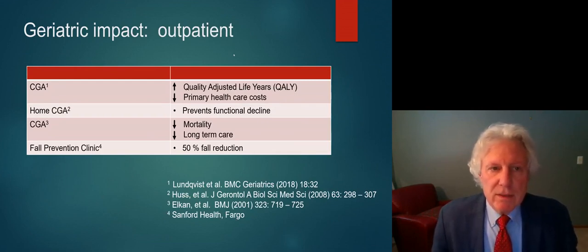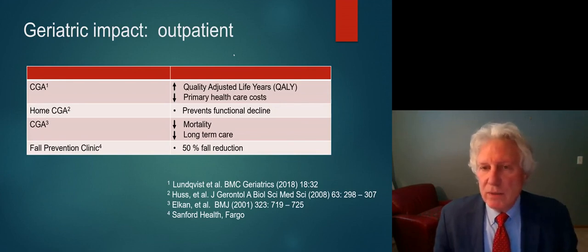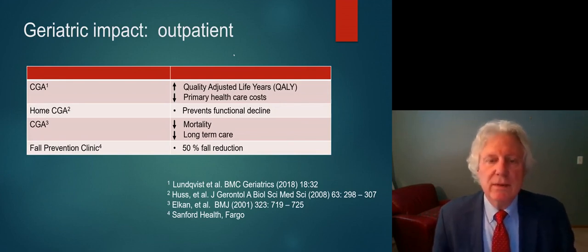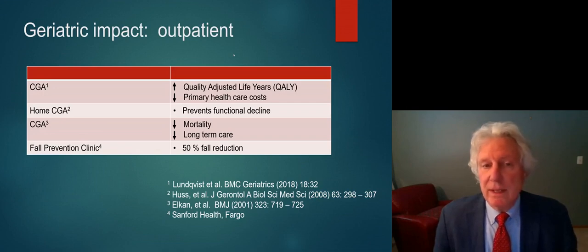In terms of outpatient operations, comprehensive geriatric assessment increases the QALY metric, or the quality adjusted life years. It also impacted primary healthcare costs. Home-based comprehensive geriatric assessment was found to prevent functional decline. And in another study, it impacted the mortality rate and also reduced long-term care transfers.